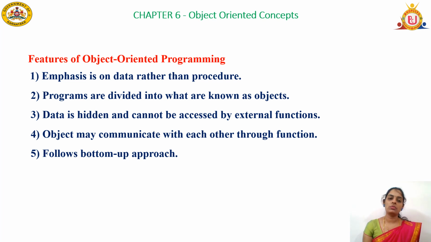So in object-oriented programming, the importance is given to the data rather than the procedure. Programs are divided into what are known as objects, which consist of data fields that have unique attributes and behaviors. Data is hidden and cannot be accessed by external functions. Objects communicate with each other through functions, and it follows the bottom-up approach.